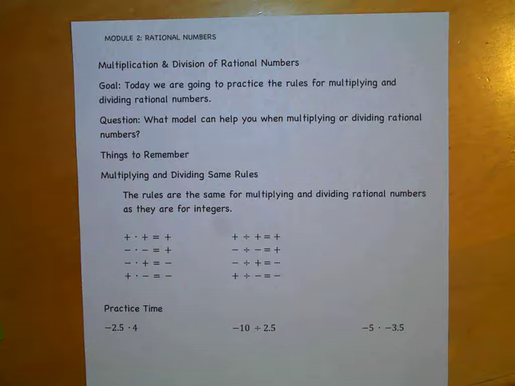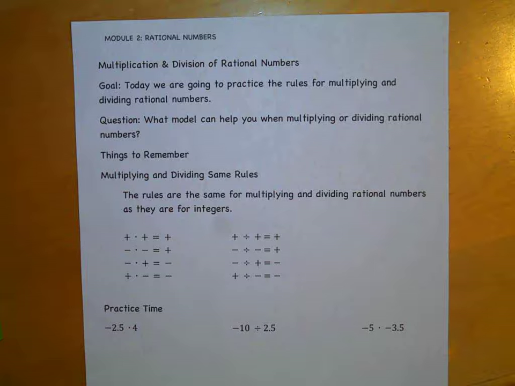So we have been working a lot with multiplying and dividing integers, and today we're going to see how you can use that same information that you learned about multiplying integers and apply it to rational numbers. You need to remember that a rational number is any number that can be written as a fraction. Okay, so that's how we remember what rational numbers are. Basically, this lesson is very quick and very simple because you just have to remember the same rules that you use for integers.